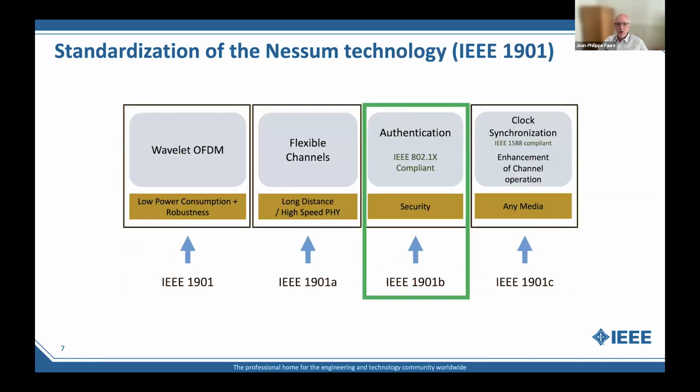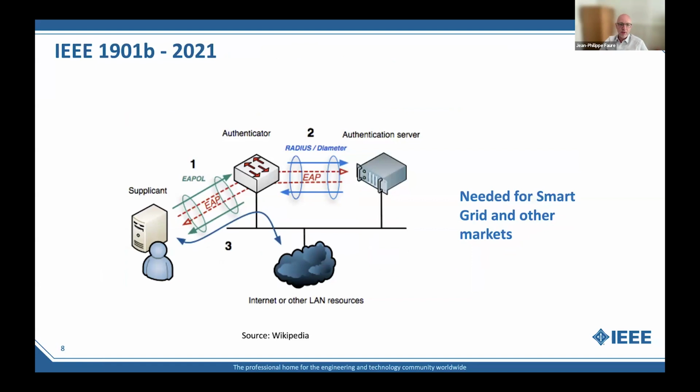Next one is authentication. So for those who are familiar with 802.1X, this is how it works. We have a supplicant, we have an authentication server, and we exchange information using RADIUS to authenticate the devices before they join the network. So it's really a demand for smart grid applications to provide security, to avoid devices not authorized to join the network.